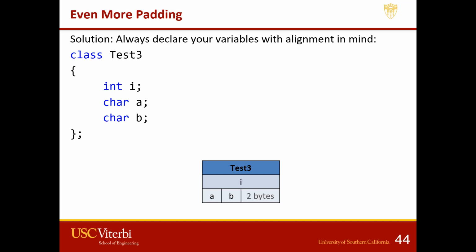And the next thing you might ask is, well, if the B is the last thing, then how come I need these bytes here? And I would say, because I might want to make an array of these. If I make an array of test 3, the I of the next one needs to go down here on the 4-byte alignment. So it needs that 2 bytes of wasted space if I'm going to make the array.